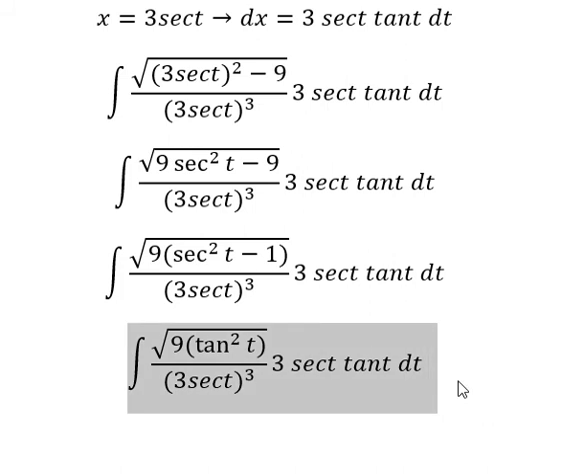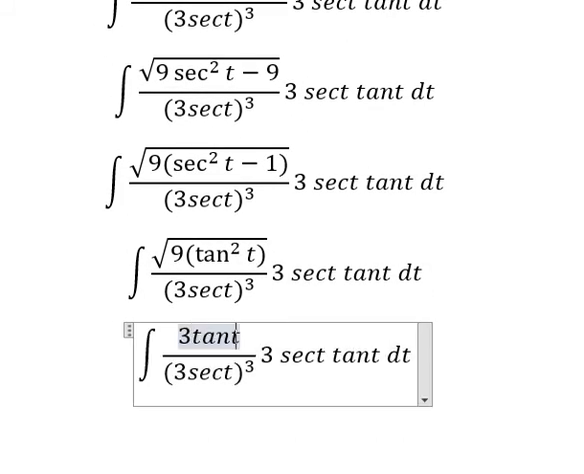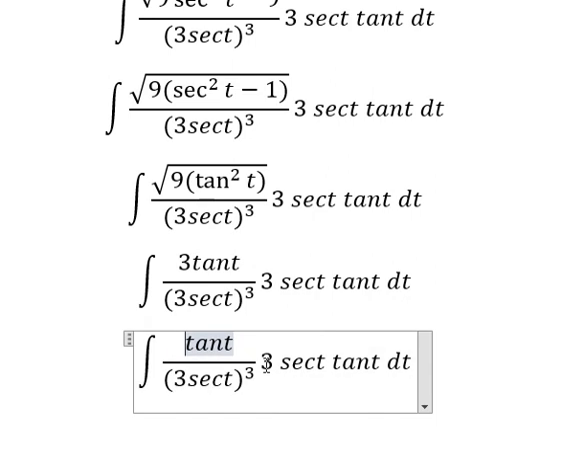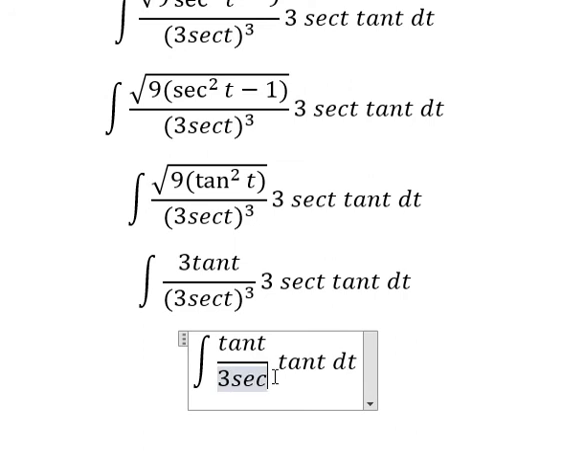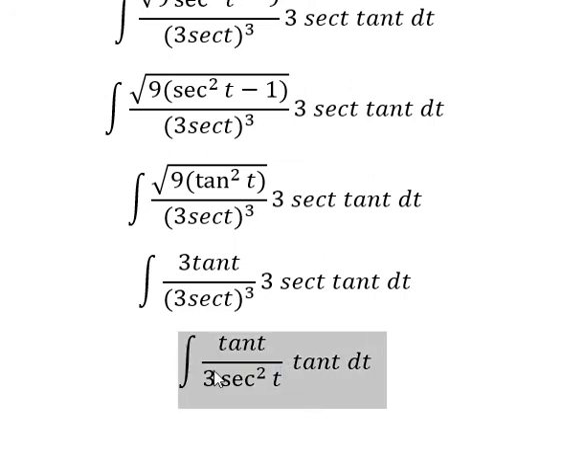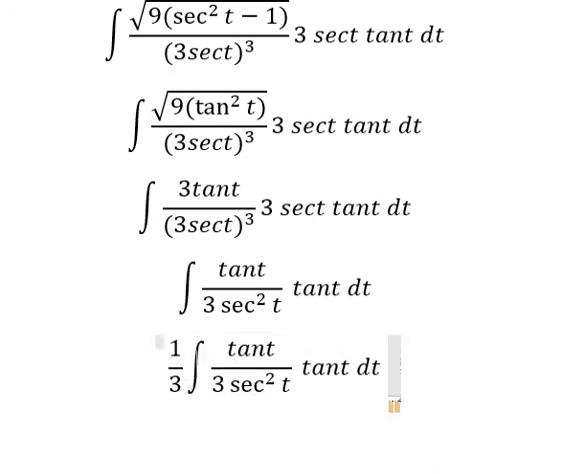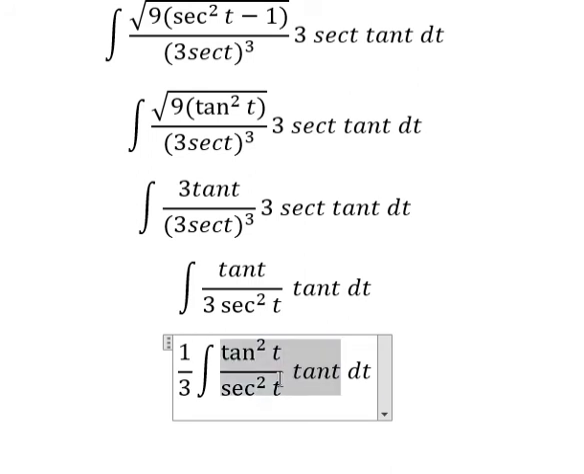Next, this one we have 3 tan t. And now we need to simplify the 9 secant of t on numerator and denominator. So number 3 I will put outside. Tan t and tan t, we have tan t squared.